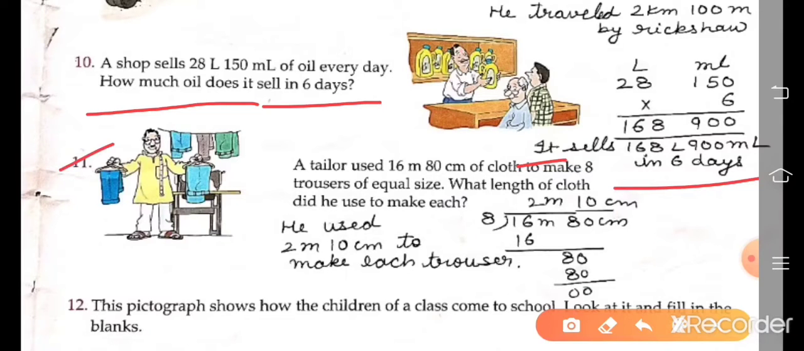Now 11. A tailor used 16 meter and 80 centimeter of cloth to make 8 trousers of equal size. What length of cloth did he use to make each? So divide by 8. Okay, 8 trousers are made, so divide the complete cloth by 8. So answer will be 2 meter and 10 centimeter to make each trouser.